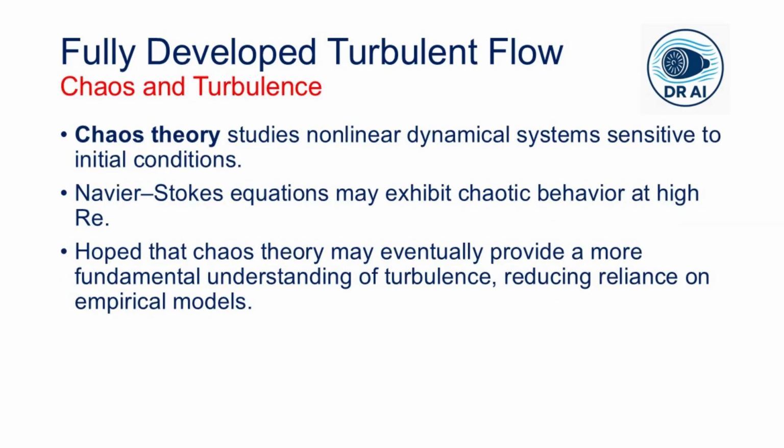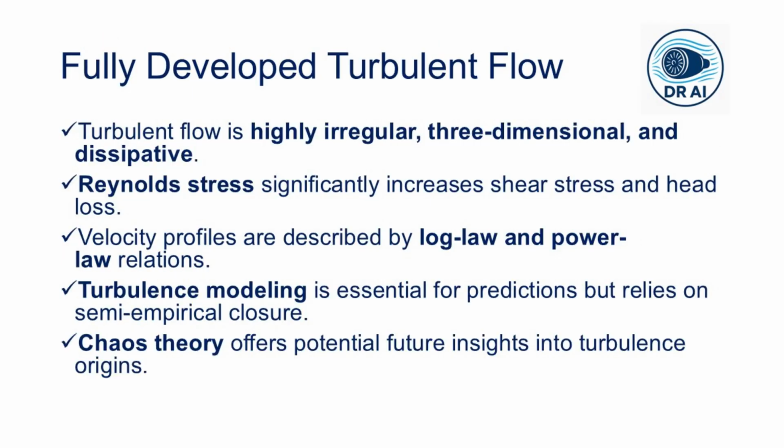And finally, it also touches on a cutting-edge idea, chaos theory. Some researchers believe that turbulence may be a manifestation of deterministic chaos. The Navier-Stokes equations are nonlinear. Chaos theory tells us that nonlinear systems can be exquisitely sensitive to initial conditions. A tiny change in how you start the flow could, at high Reynolds number, lead to a wildly different, seemingly random outcome. This is a fascinating and active area of research that may one day provide a deeper understanding of turbulence.